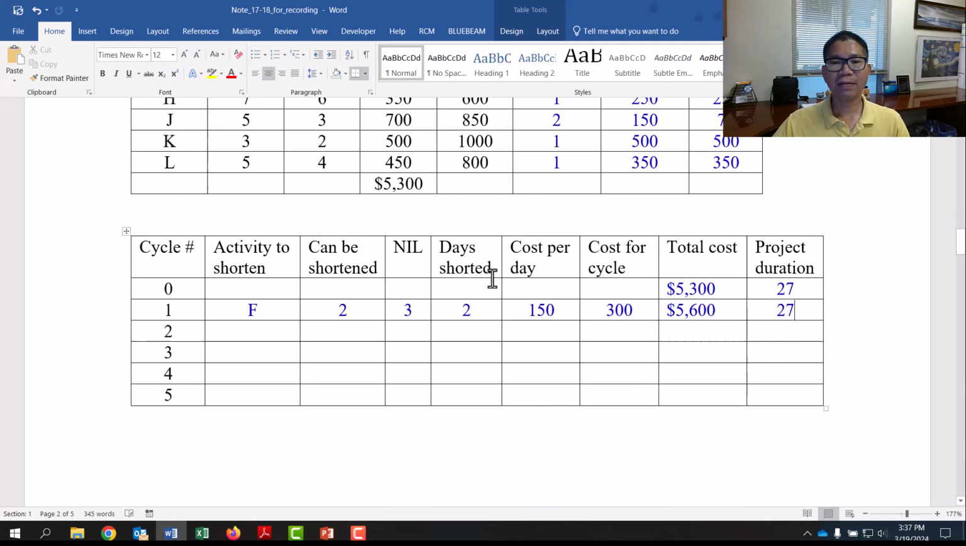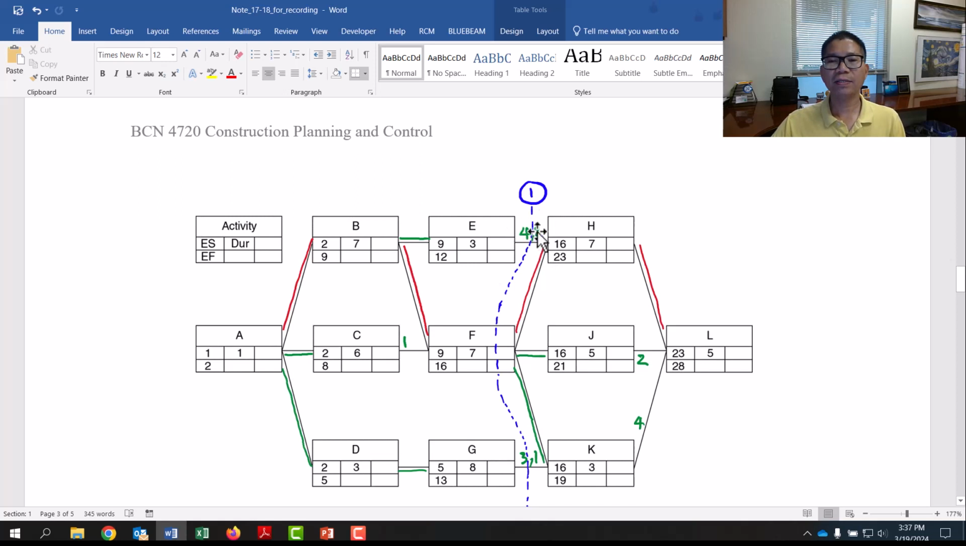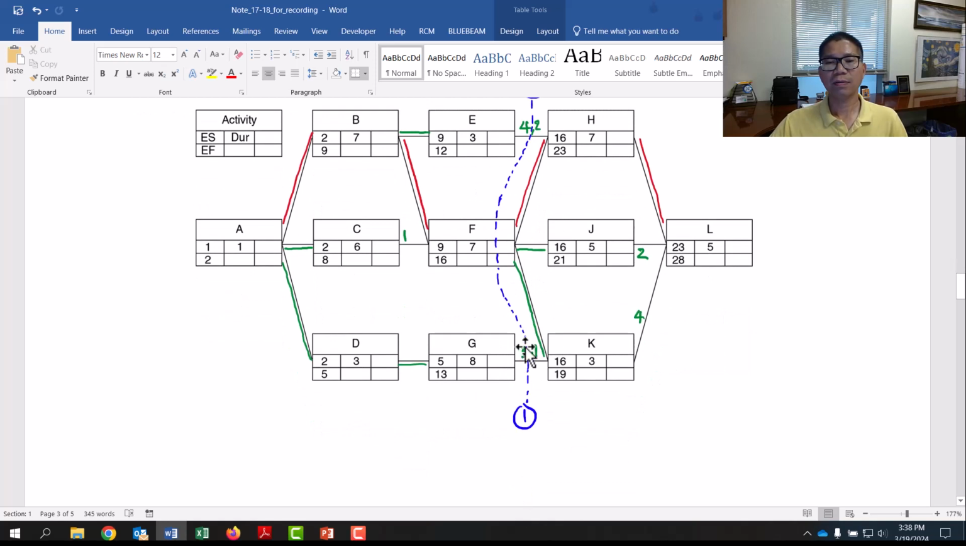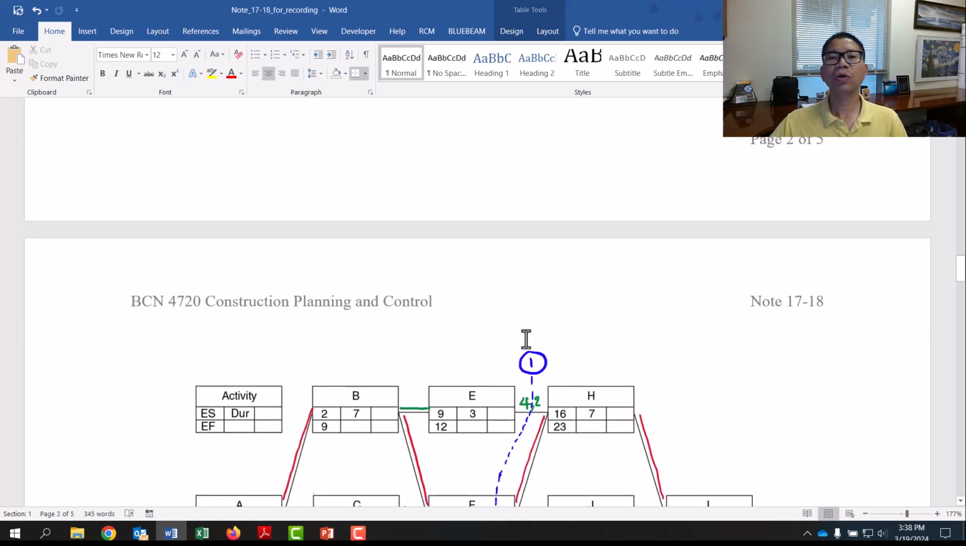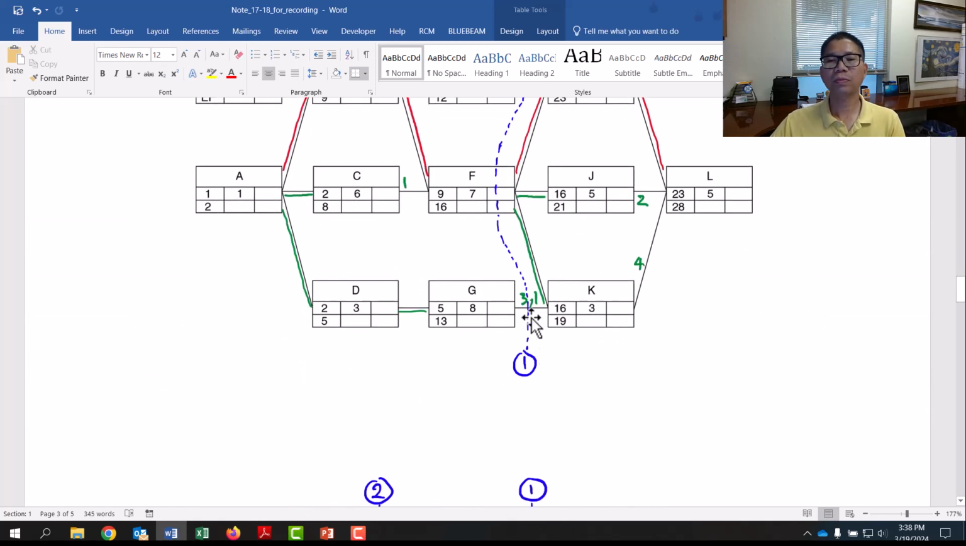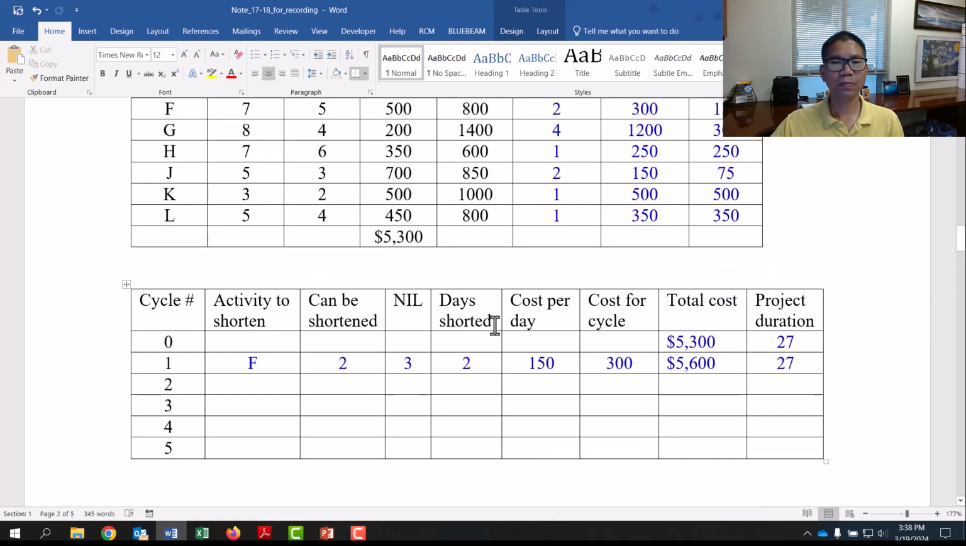Now after we do that, we know it's 2 days. So then you reduce the lag values between the activities that the vertical line goes through. EH used to be 4. Now you shorten 2 days, so it's 4 minus 2 equals 2. GK, we shorten 2 days, so we minus 2. Now it equals 1. So that is the first cycle.